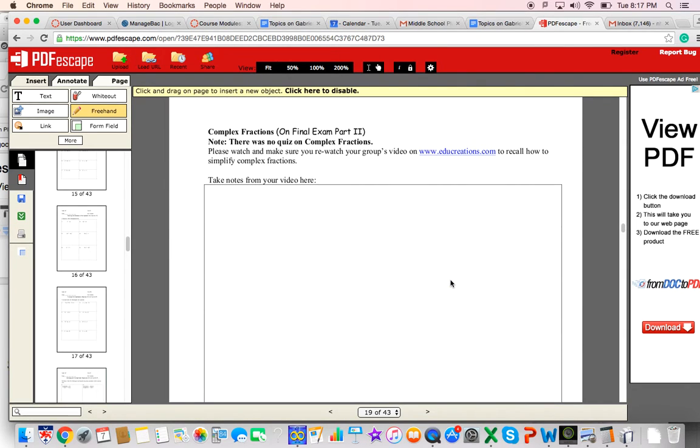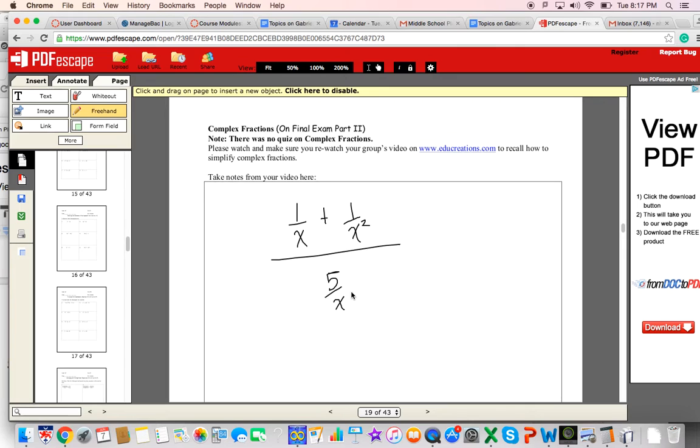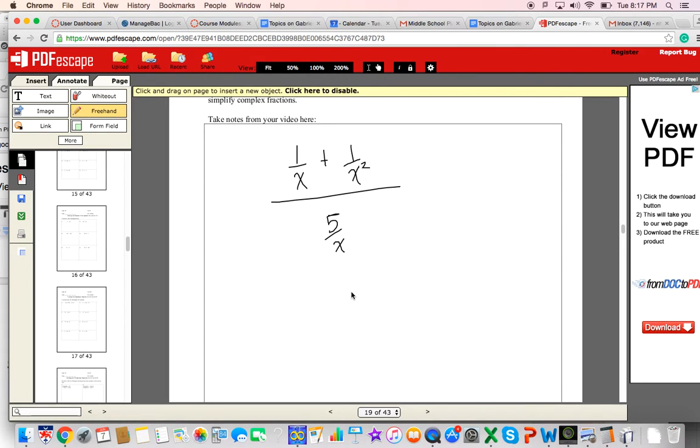All right, so here we have the need for a complex fraction. And so I'm just going to make one up because I don't have one prepared. A complex fraction is something that looks like this. Let's say you have 1 over x plus 1 over x squared over, let's say, 5 over x. And I just made that up, and it could be the most ugly thing. I don't know how it's going to work out, but let's see.